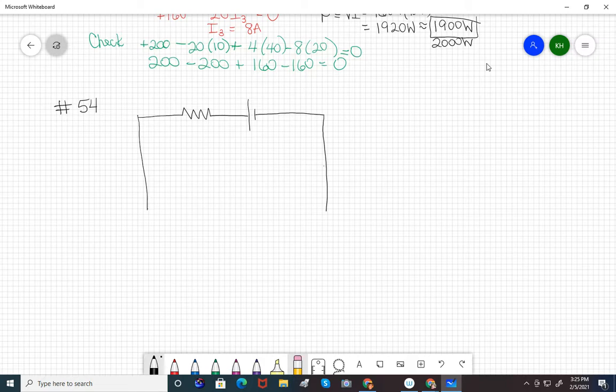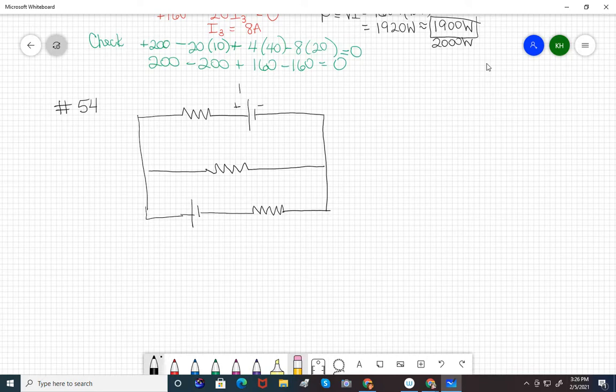In the middle here, we have another resistor. Along the bottom, we have another battery, and another resistor. Some of this, they've given me numbers.